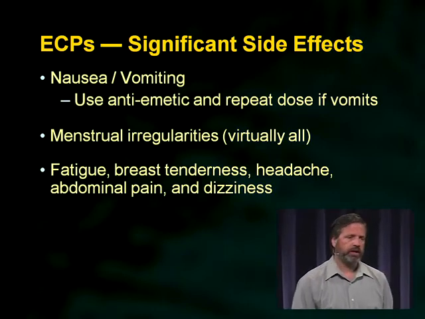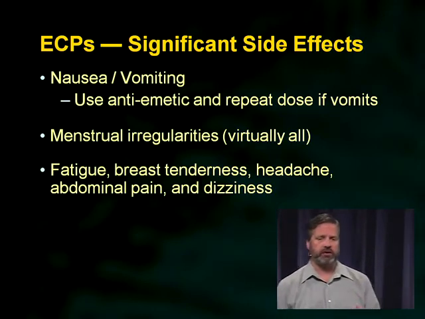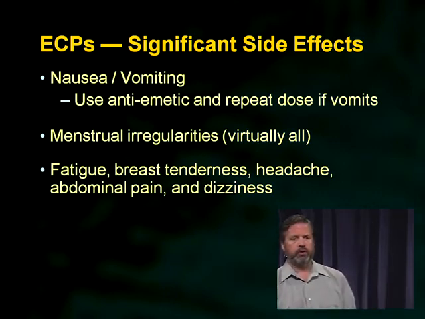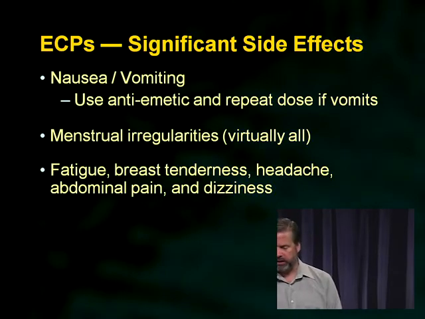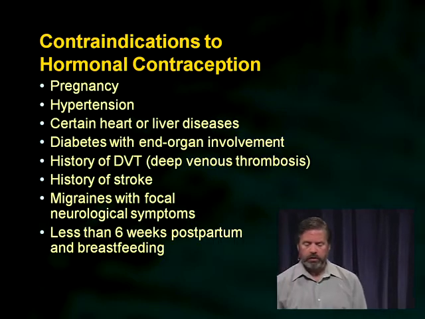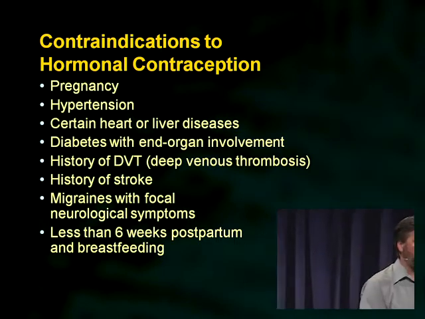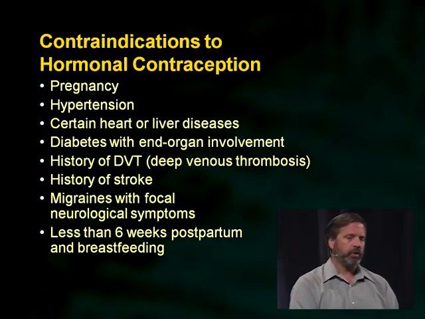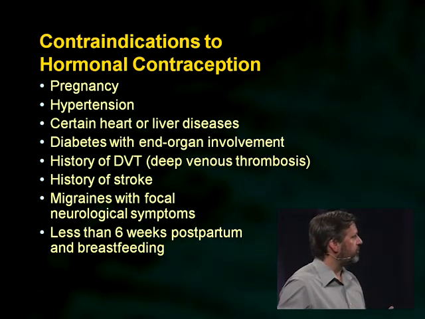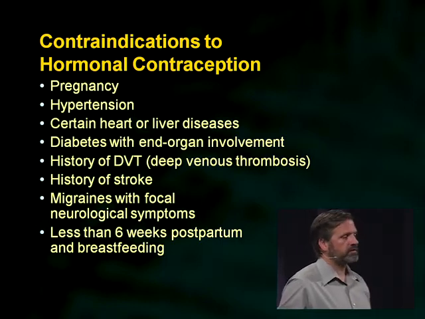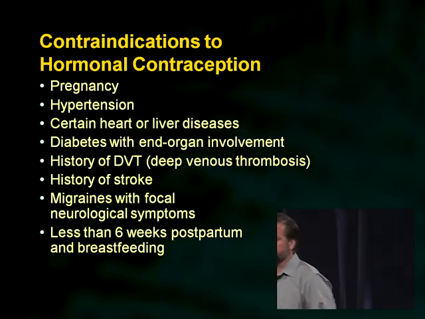The side effects are related to the fact that basically you're asking the patient to take a large dose of hormones. So any of the side effects that are typical along with that kind of medication: nausea, vomiting. All of the patients, of course, are going to have menstrual irregularities, but other things can be fatigue, breast tenderness, headache, abdominal pain, and dizziness. There are some significant contraindications, and these are all the same contraindications as would apply to a patient who's considering hormonal contraception. So you need to think about this list before you prescribe any sort of hormonal contraception.